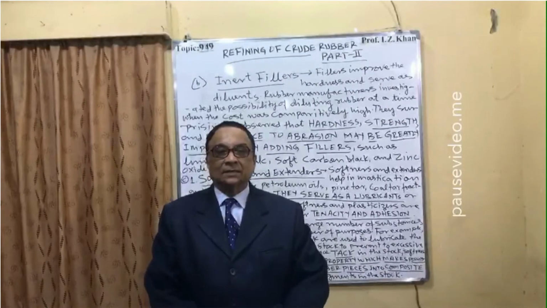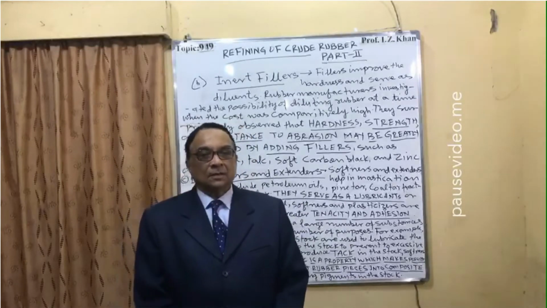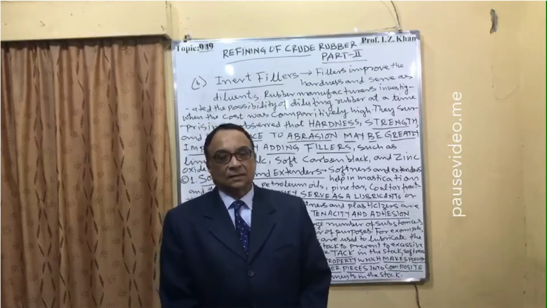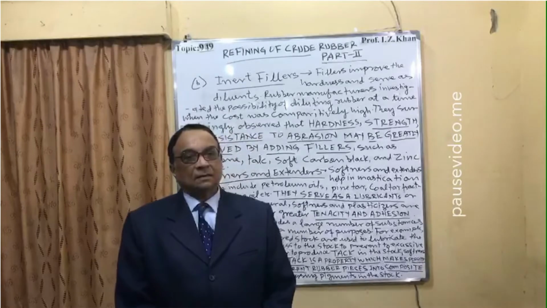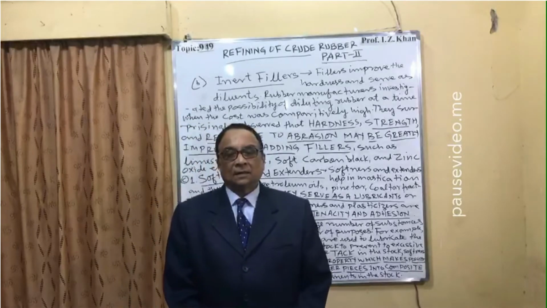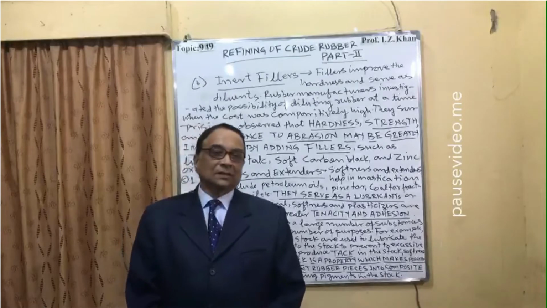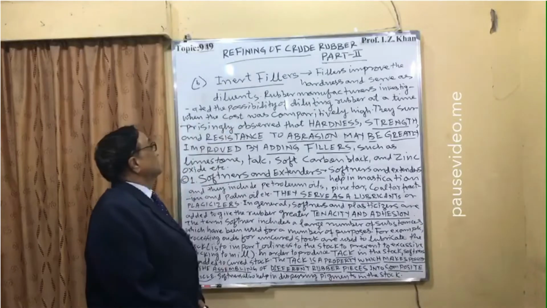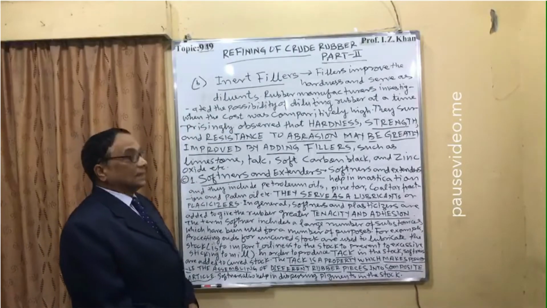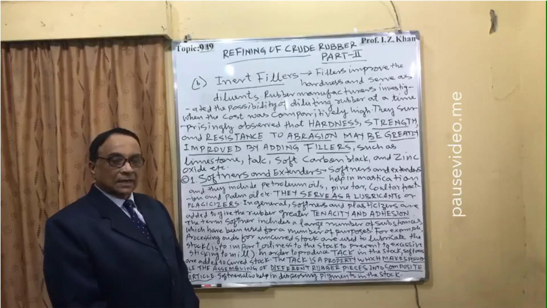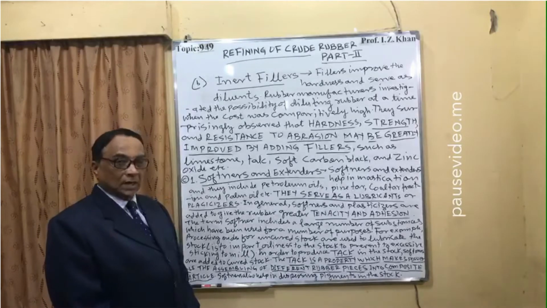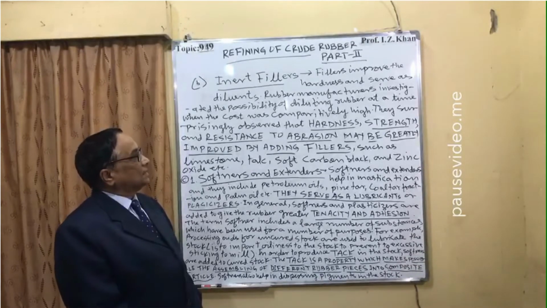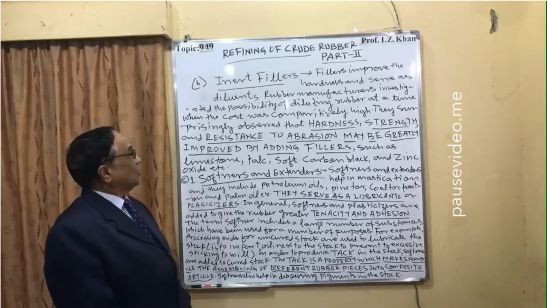So here I am discussing two processes in the refining of rubber. One is the process of inert filler, and then the process where we are using softeners and extenders. That is part B under the heading compounding, and that compounding process is the refining of the crude rubber. Inert fillers: the fillers improve the hardness and serve as diluents.